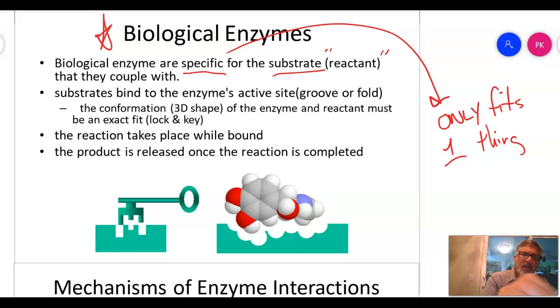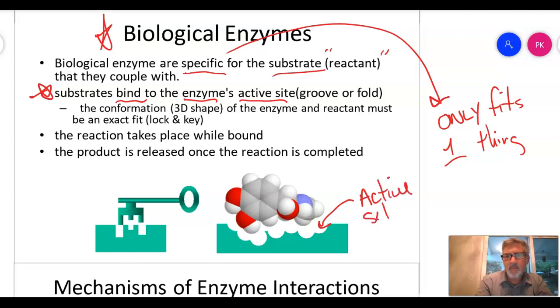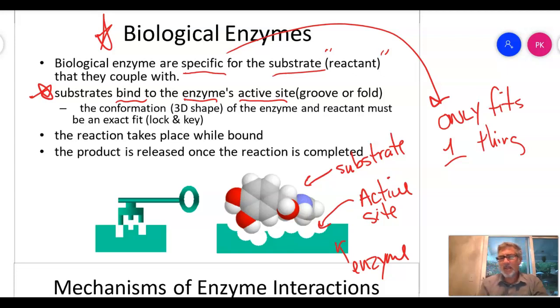So substrates bind to the enzyme's active site, which is usually a groove or fold. So this right here would be the active site. This right here would be the substrate. And this would be the enzyme. Alright, so the enzyme has an active site, and then it fits its substrate. And they say it fits like a lock and key, right?